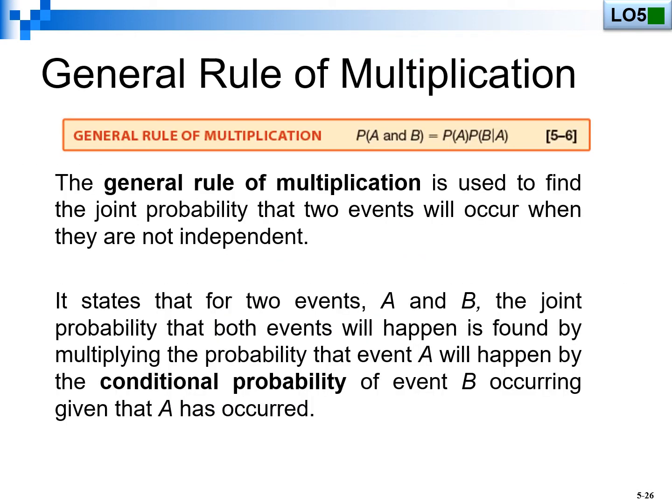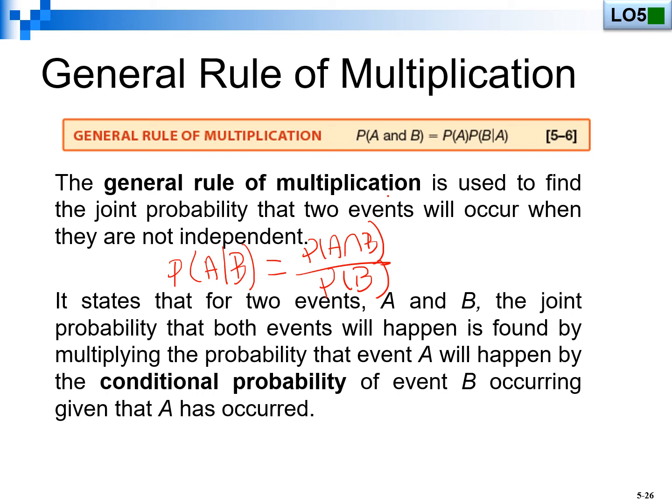Okay, and here's the other basic rule, the general rule of multiplication. Whenever I do this in my class, I tend to write out the conditional probability rule first, and then derive this formula from it. The conditional probability rule goes like this: the probability of A given B is equal to the intersection divided by the probability of B.